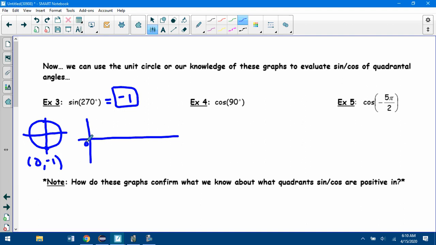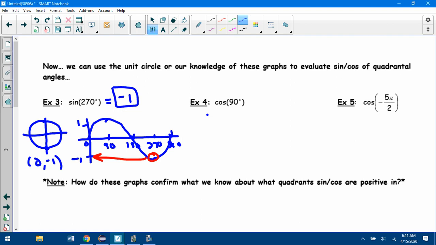So if this is 0, 90, 180, 270, and 360, going from 1 and -1, sine starts at 0. And I know this again just because I've memorized this graph, but this is what the graph looks like from the previous page. So if I'm looking for sine of 270, here's 270, and I look at the value of the graph, it's -1.